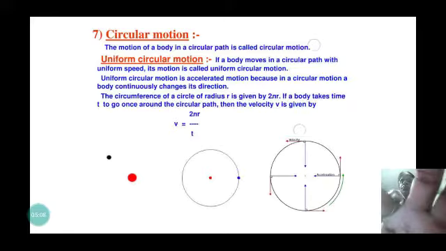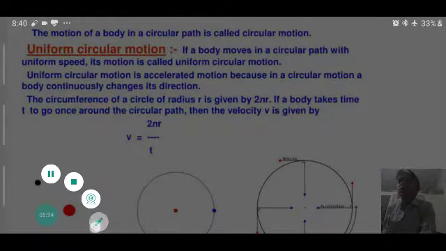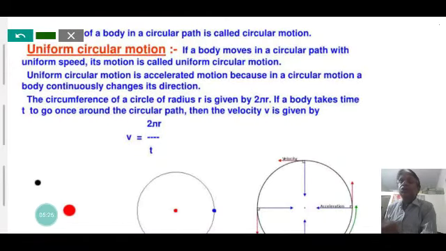As we have discussed earlier, the motion of a body in a circular path is called circular motion, and if a body moves in a circular path with uniform speed, the motion is called uniform circular motion. If the speed of the body is constant, uniform, that is called uniform circular motion. Uniform circular motion is an accelerated motion. Why is it accelerated motion? Because in circular motion, a body continuously changes its direction.